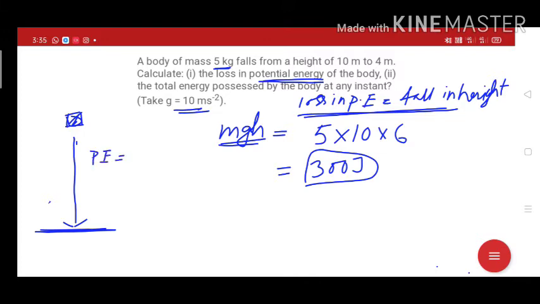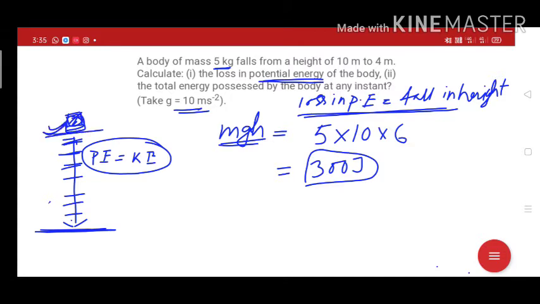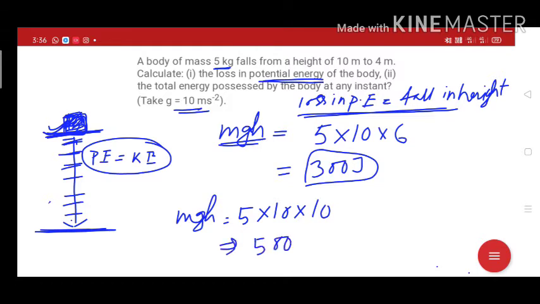Potential energy will be converted into the kinetic energy, but at each and every point the total amount of energy will be constant. There will be no change in the total amount of energy. It is exactly equal to the energy it was having when it was over here, right? So we just have to calculate the potential energy in the body when the body was placed at 10 meter height. So the potential energy of the body at 10 meter is 5 into, again g means 10, and it is at 10 meter, so we are going to write 10 over here, and that is exactly 500 joule.